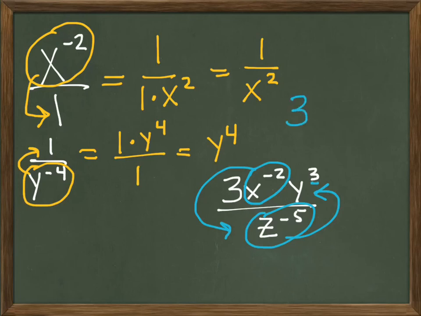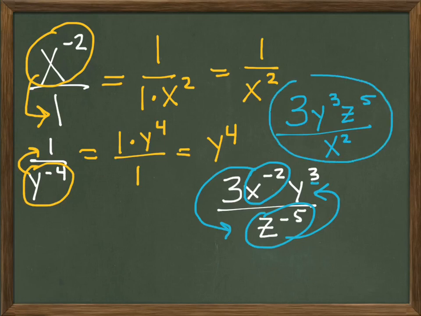The x negative 2 goes down to the bottom. I still have y to the 3rd on top. And the z to the negative 5th power now becomes z to the positive 5th power. So I move that term to the top. And now the x to the negative 2 needs to come down to the bottom, so it's x now to the positive 2 power. So I only need to move the pieces that have the negative exponents.